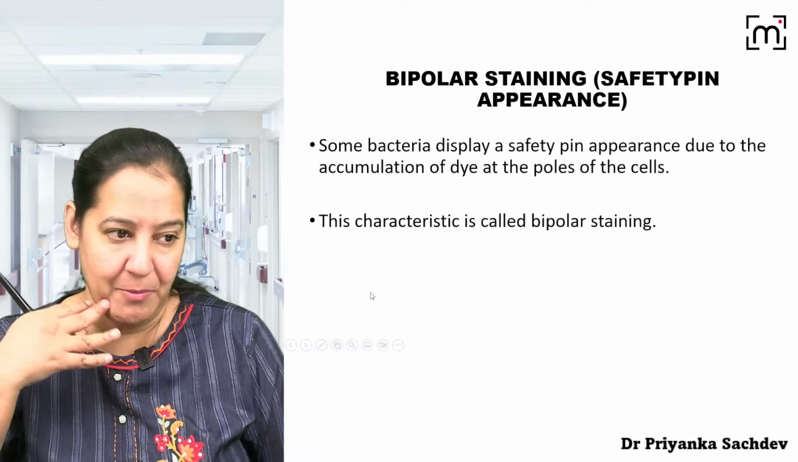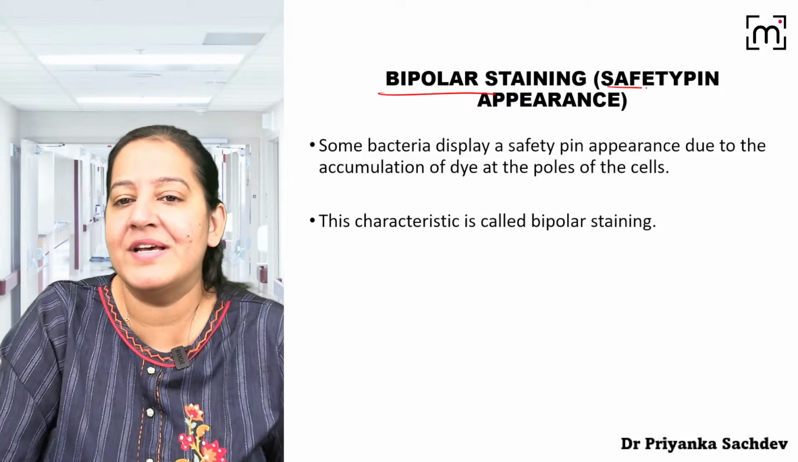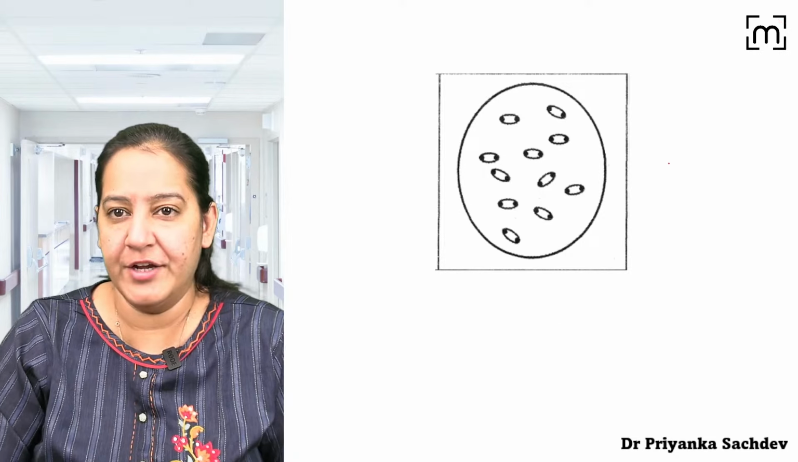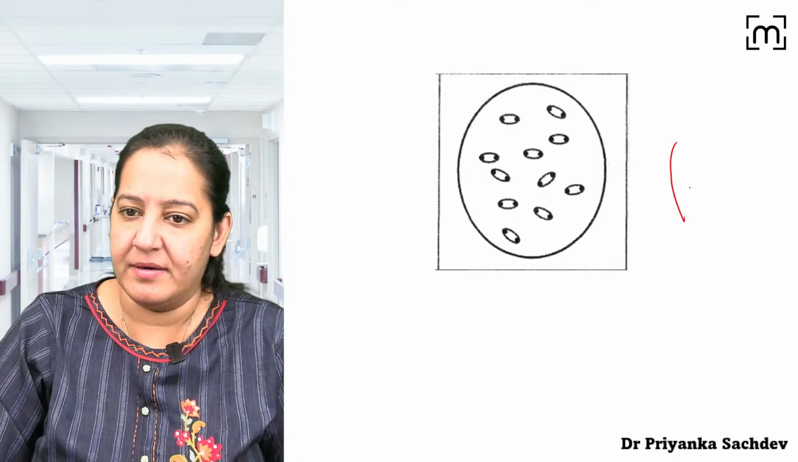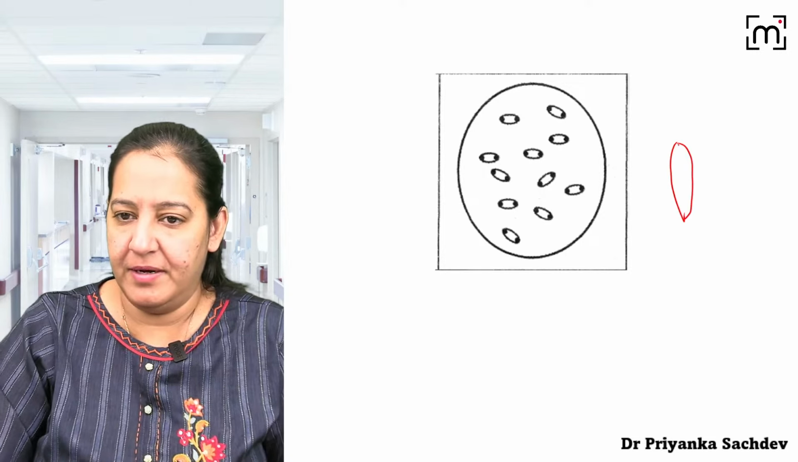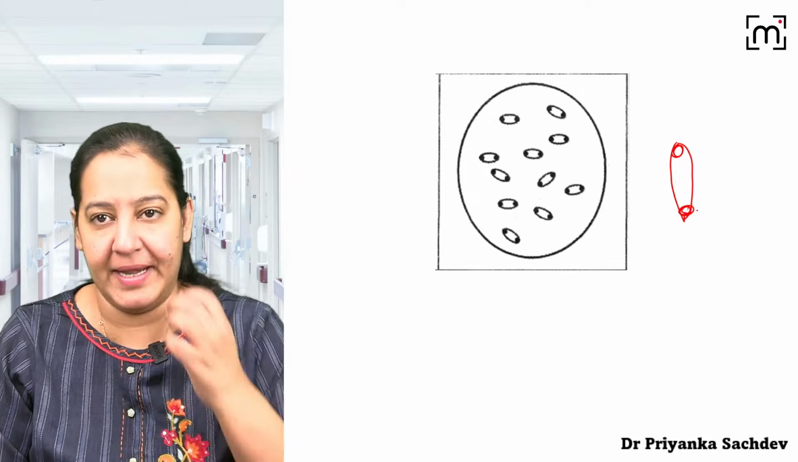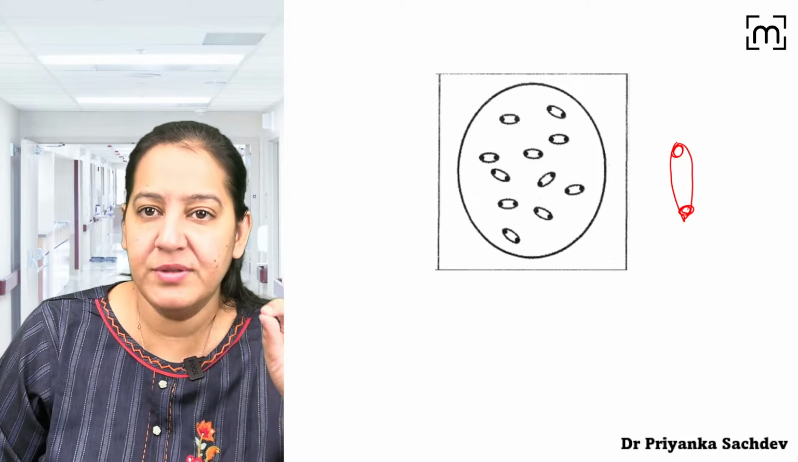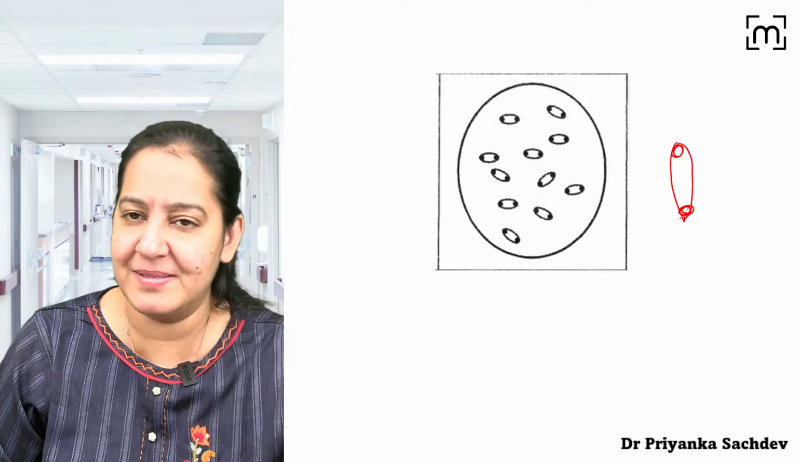Okay. The next mnemonic. Bipolar staining, also known as safety pin appearance. Have you seen a safety pin at your home? I forgot to put the diagram. Have you seen a safety pin? In your dressing table, there may be a safety pin, na? It's a pin, safety pin, multi-purpose pin, right? So there is some staining. It can be Gram stain, Albert stain, acid fast.